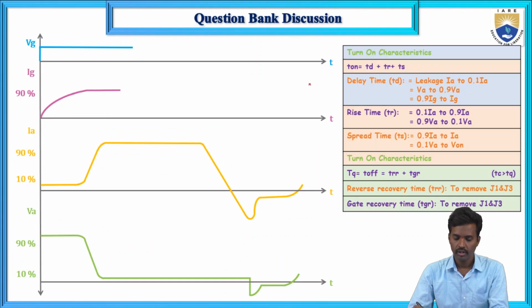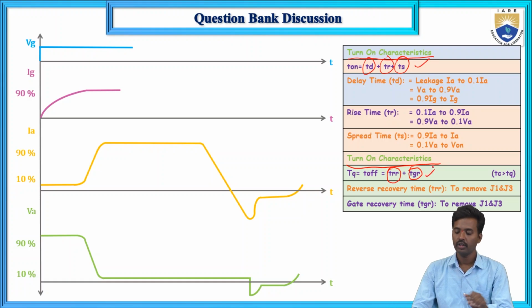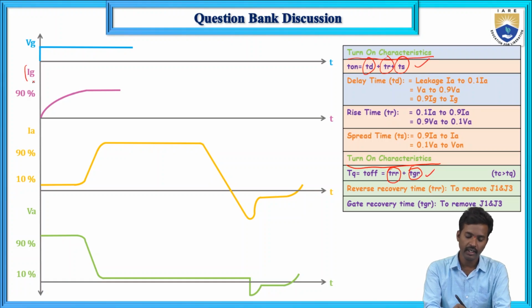Now let us see the characteristics of SCR: turn on characteristics and turn off characteristics. For turn on, we have 3 times: delay time, rise time and spread time. In the turn off, we have TRR, reverse recovery time, and gate recovery time. So I will explain these 5 times, using the gate current, anode current and anode voltage. First I will explain the delay time from the gate current.